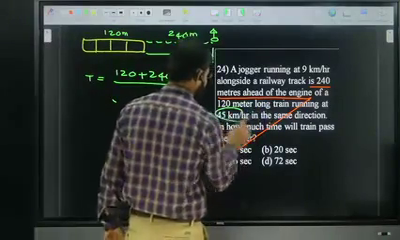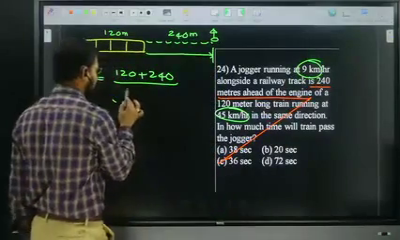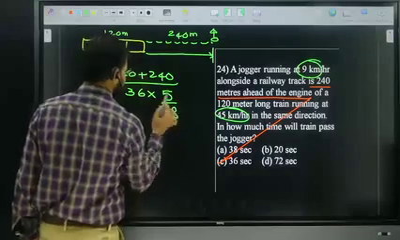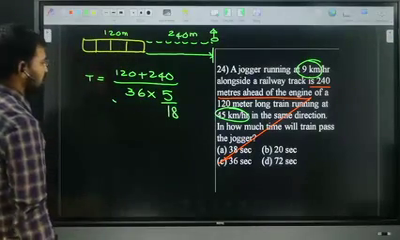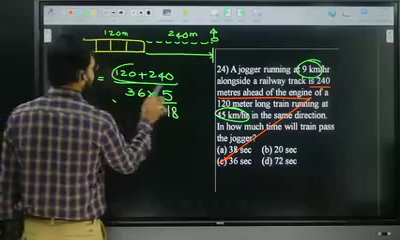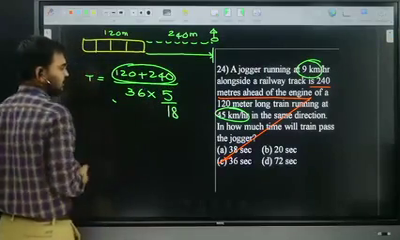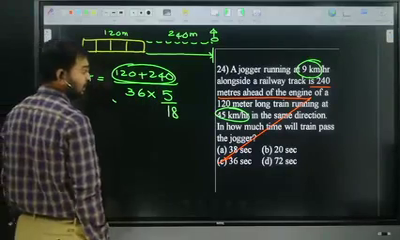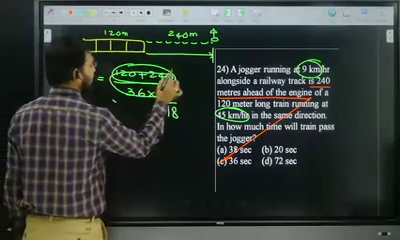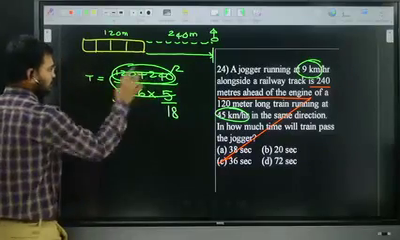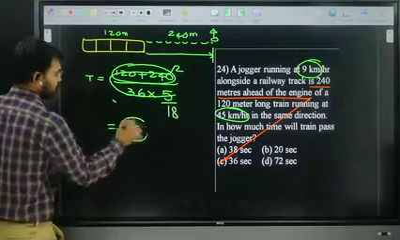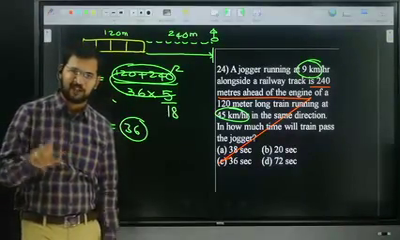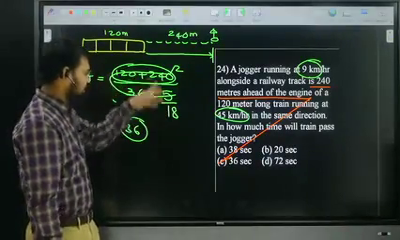Relative speed is 45, what? 36 into 5 by 18. This is 360, right? 36 fives are 180. 18 twos are 36. So 36 fives are 180, 30 fives are 150, 6 fives are 30, 30 plus 150 is 180. 18 ones are 18, 18 twos are 36.